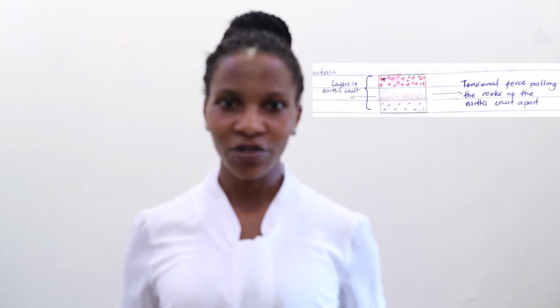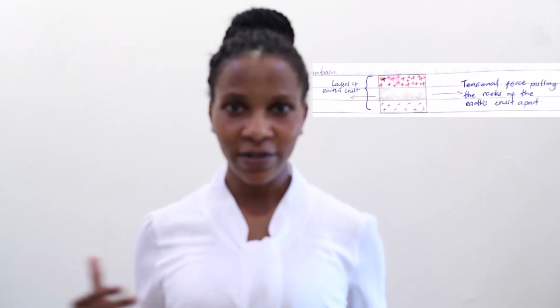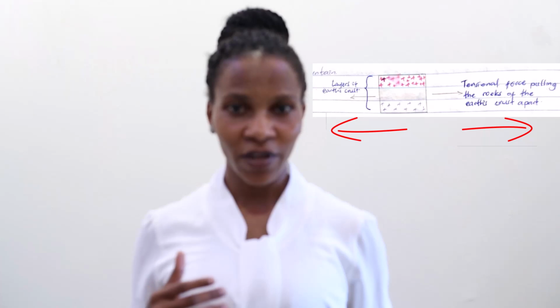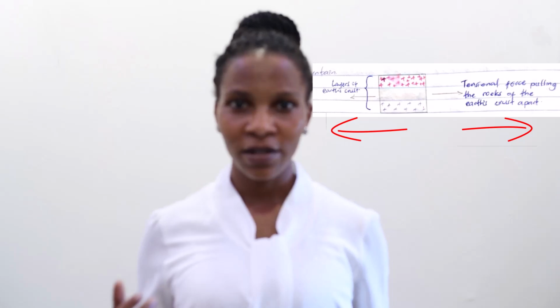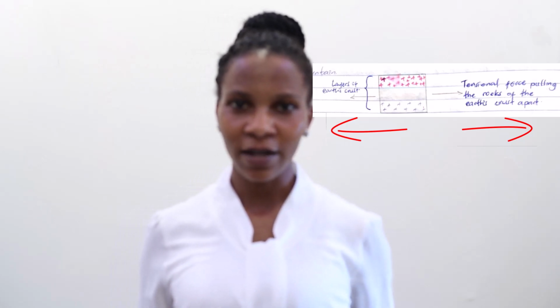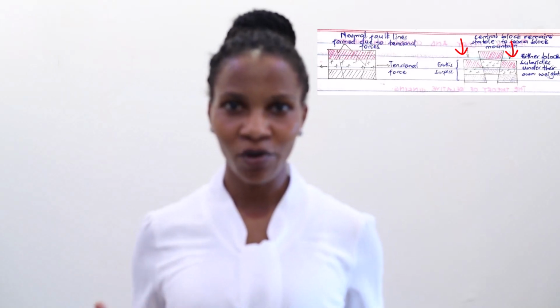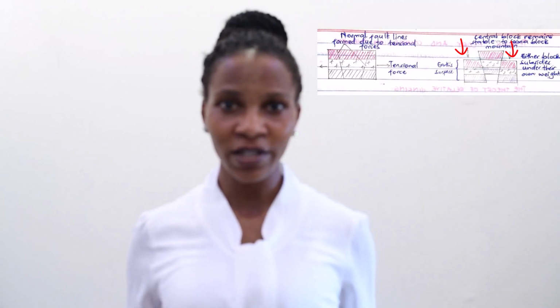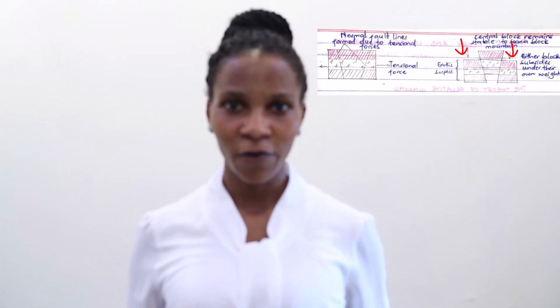According to the tensional forces, they pull the rocks of the Earth's crust apart in opposite directions, leading to formation of normal fault lines and faulted blocks. As the tension continues, the side faulted blocks are forced to subside under their own weight, leaving the middle faulted block standing stable, forming a block mountain.